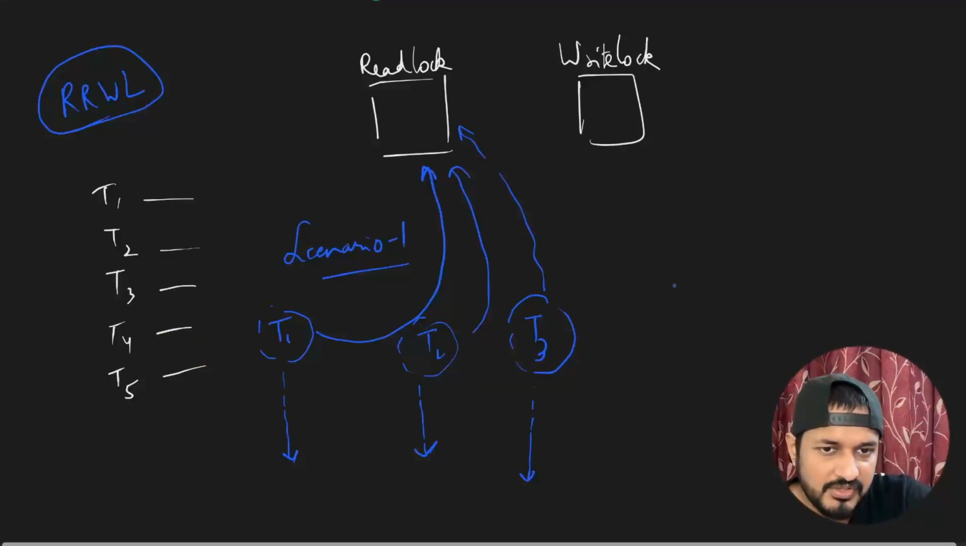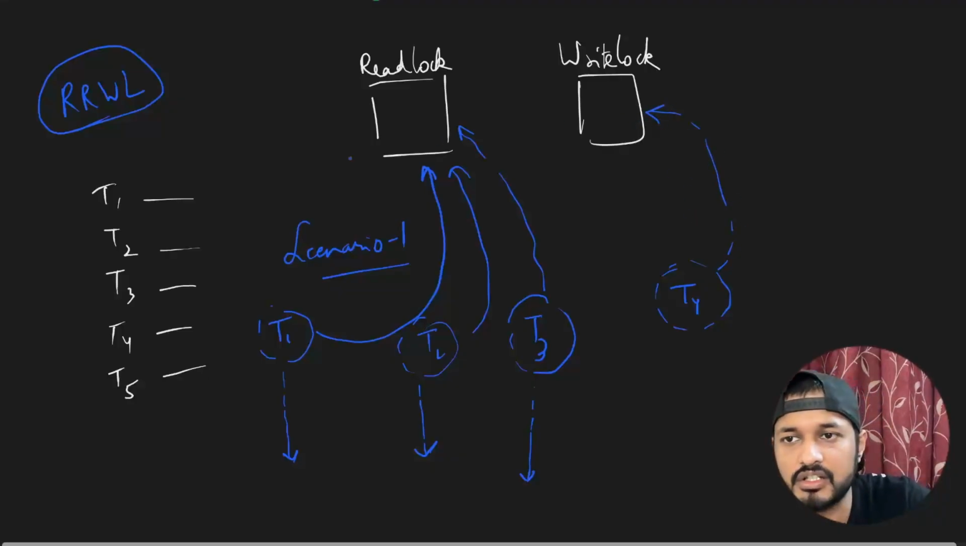Now suppose T4 comes and it tries to acquire WriteLock and perform its operations. At the time when it tries to acquire WriteLock, what will RRWL class do? The ReentrantReadWriteLock class will go ahead and check whether there are other threads which are already active and have acquired the ReadLock. If there are other threads which have already acquired the ReadLock, then we will not allow any other thread to acquire WriteLock and perform its operations, correct?